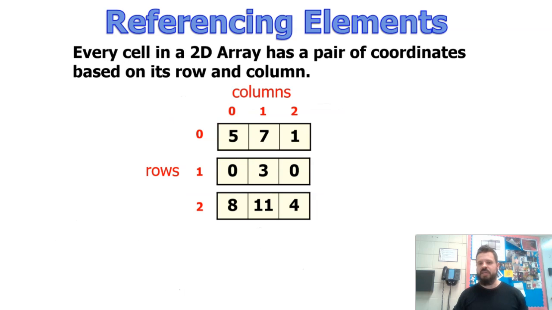If I'm thinking in terms of single elements at a time, we could say that every cell in a 2D array has a pair of coordinates based on its row and column. So here are my arrays, or my rows, indexed from 0, 1 to 2. Columns, same idea, indexed from 0, 1 to 2. And I can access the individual elements by, for example, if I want the 8 here, I'd reference it by the row first, the 2, and then the column, the 0. That gives me access to this individual element.